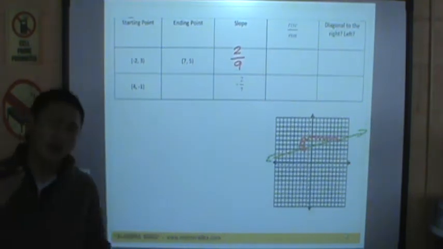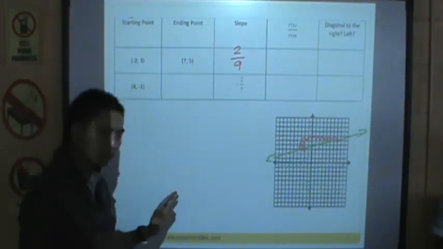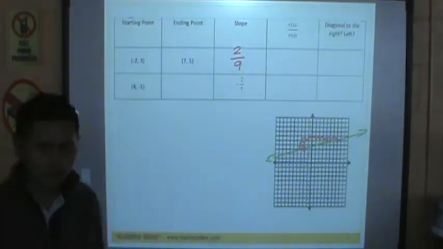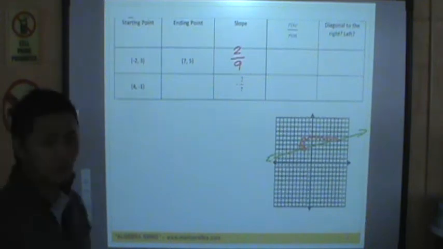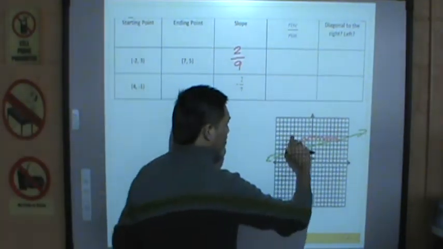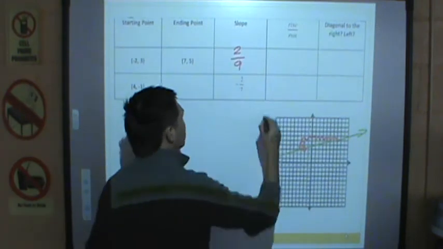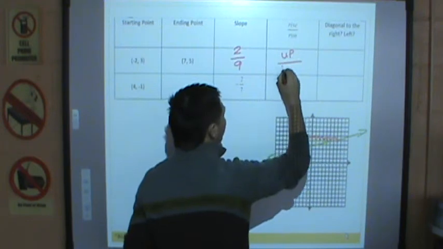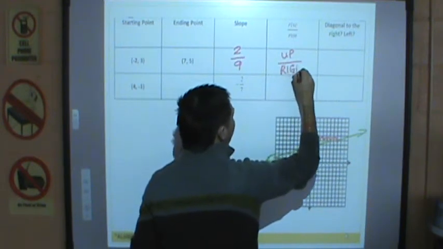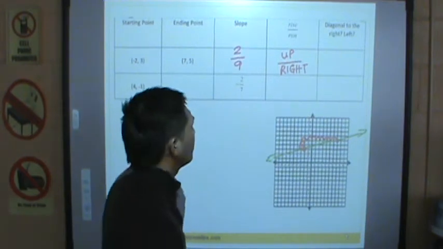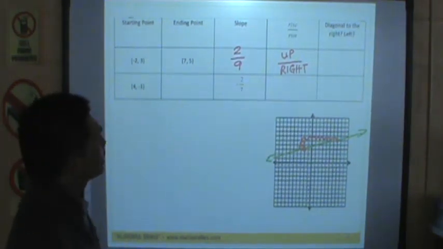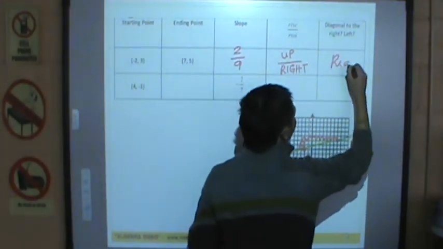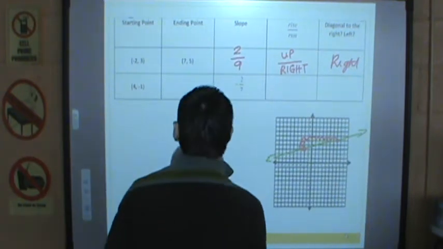Now, you went up twice and you went to the right 9 times. Now, is the sign going to be positive or negative? Again, you always go up. When you run to the right, it's going to be positive, and when you run to the left, it's going to be negative. You go up, and then you went right, that's why your slope is positive. So for a rise over run, we can say you went up, and then right. So I would say the graph is diagonal to the right.